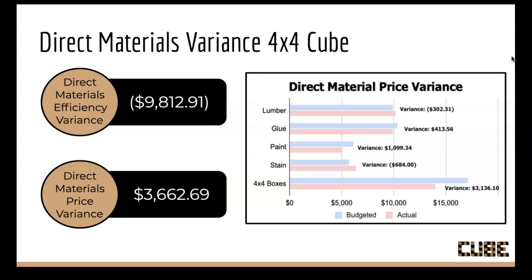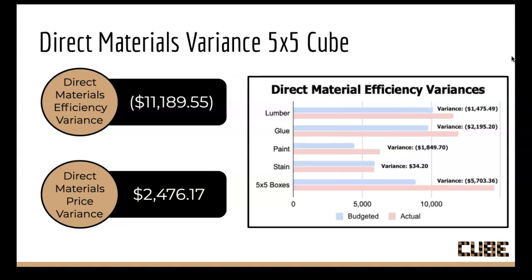Our direct materials price variance was $3,662.69, and that was mainly due to the 4x4 boxes having a large favorable variance of $3,136.10. Our second largest favorable variance was paint, with a favorable variance of $1,099.34.